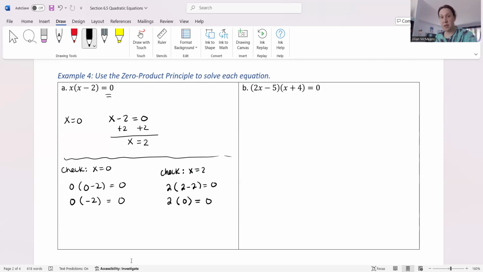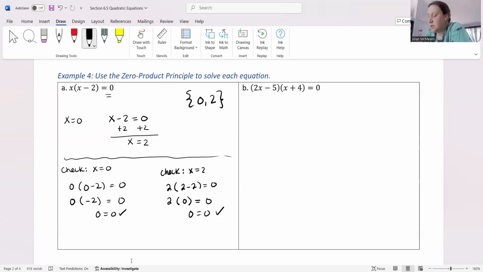If we plug in x equals 0, that satisfies the equation. We get a true statement. We get that 0 equals 0. If we plug in 2 into the equation, we get that 0 equals 0. We get a true statement. So x equals 0 and x equals 2 satisfy the equation. Therefore, those are our two solutions. Okay, so this zero product principle allows us to solve a quadratic equation as long as we can factor it.